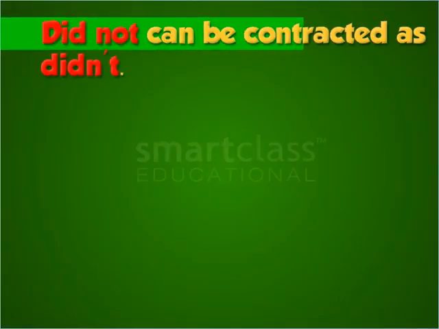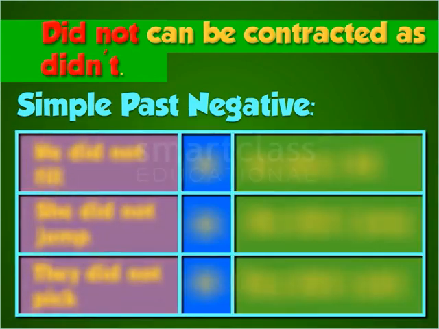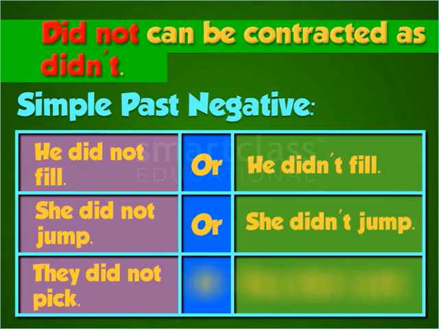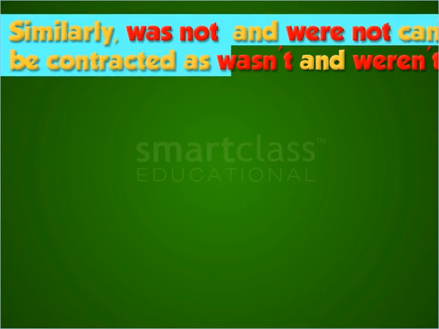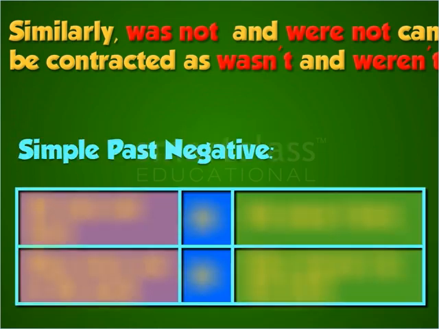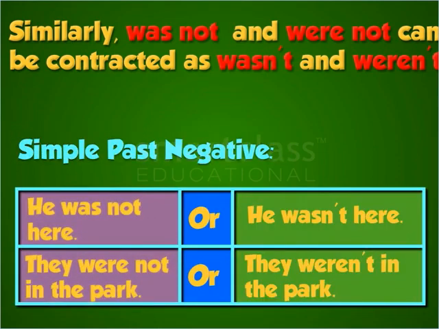Did not can be contracted as didn't. So the previous examples of the simple past negative can also be read as he didn't fill, she didn't jump, and they didn't pick. Similarly, was not and were not in the previous examples can be contracted as wasn't and weren't. So the negatives can also be read as he wasn't here, they weren't in the park.